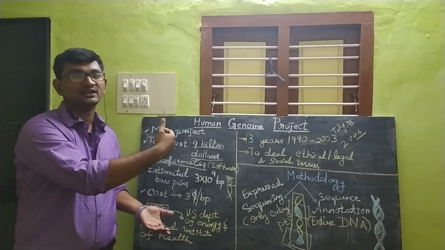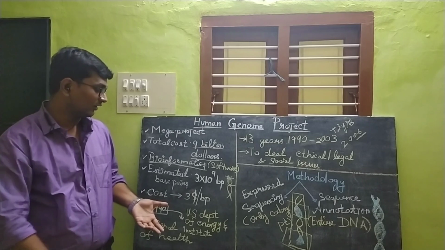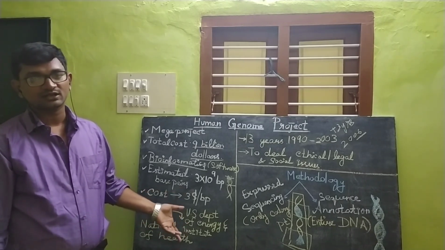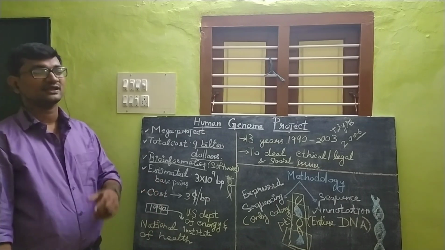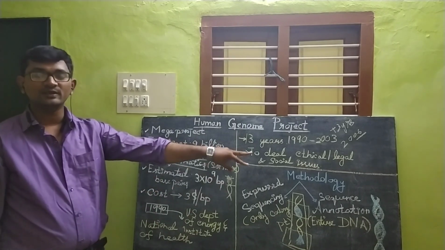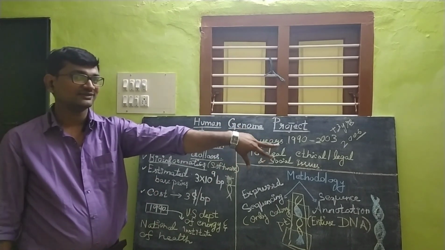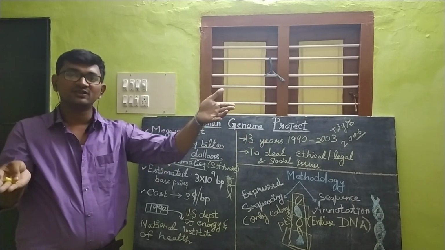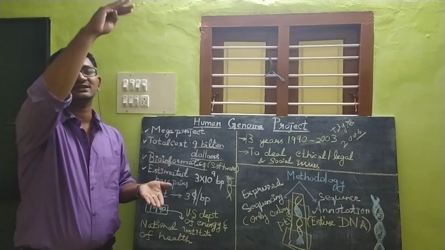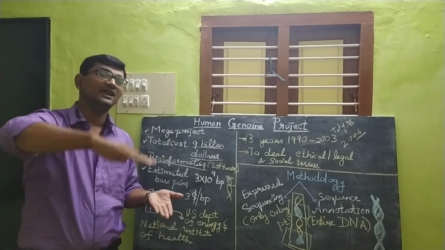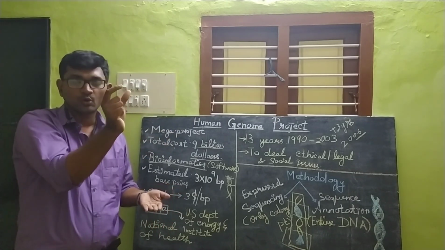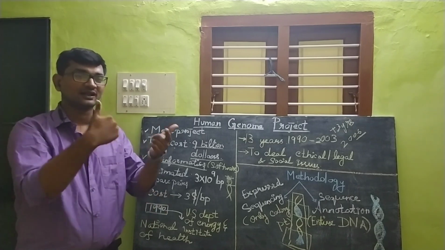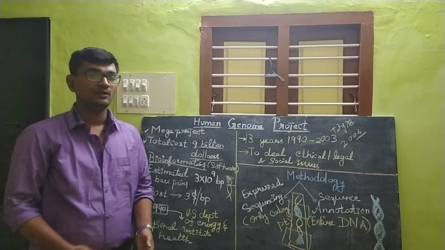Ethical related to the rules and regulation of a government. By whom has it been started? The US Department of Energy and National Institute of Health in the year 1990. What are the two methods? Expressed sequencing and sequence annotation. What is the difference between the two methods? Sequence annotation is taking up the DNA of an entire human being, whereas expressed sequencing takes only the coding portion alone, which is taken for transcription or translation.